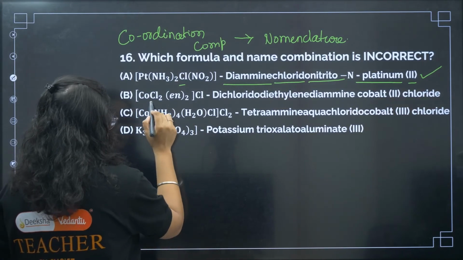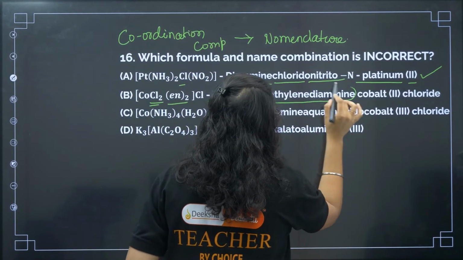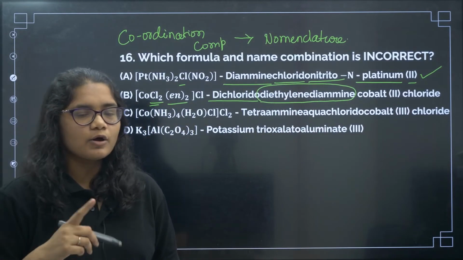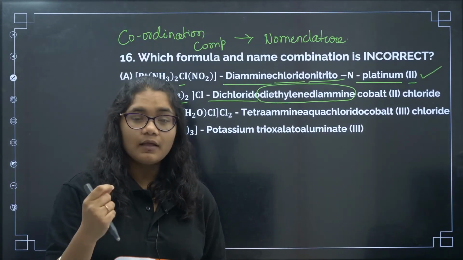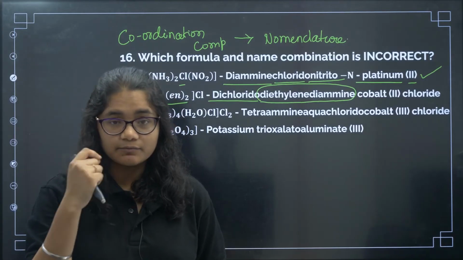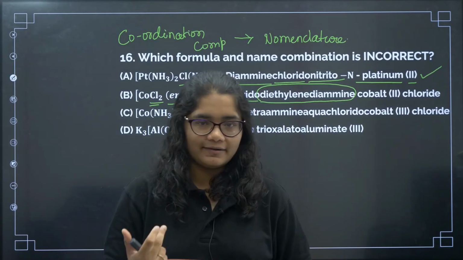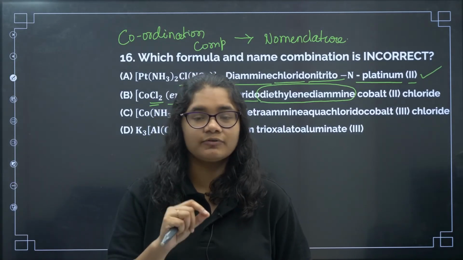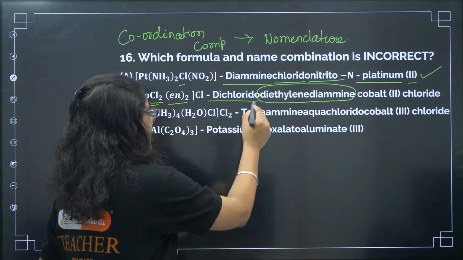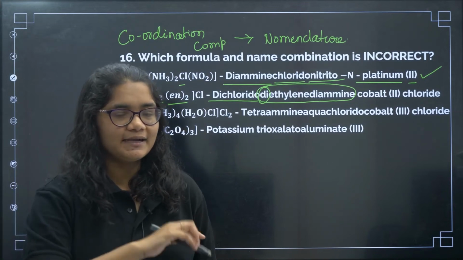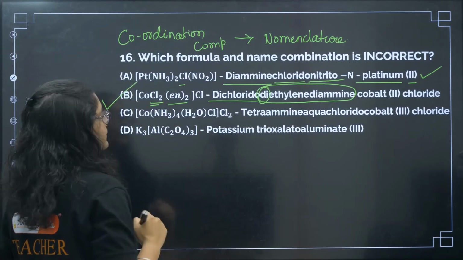Now if you see the next one, again dichlorido, this is correct. Here diethylenediamine, can you figure out anything wrong here? We have seen that for bidentate, tridentate ligands, if there is more than one such ligand, we use the words bis, tris or tetrakis, right? We do not use di, tri for these types of ligands. I hope you remember this rule. If yes, then we can definitely tell that this di is the incorrect thing present in this nomenclature. So the incorrect answer will be option number B.